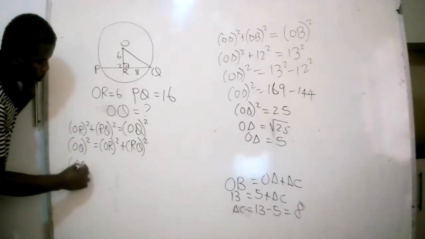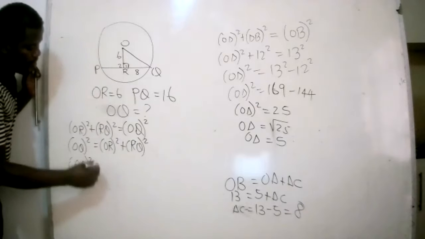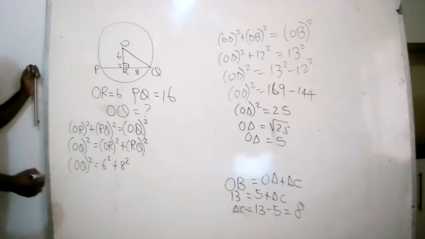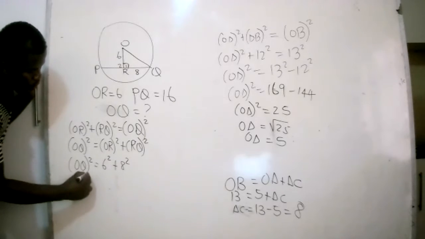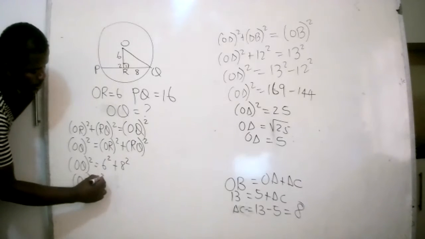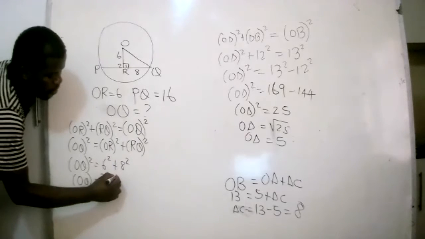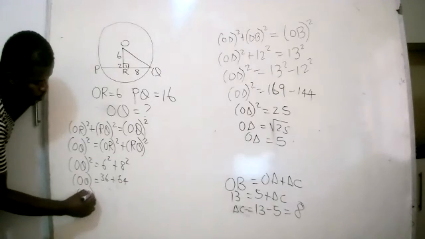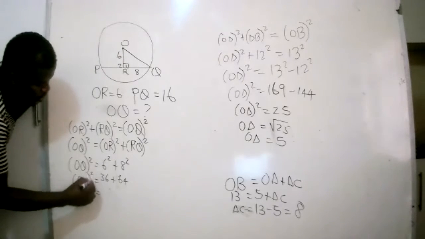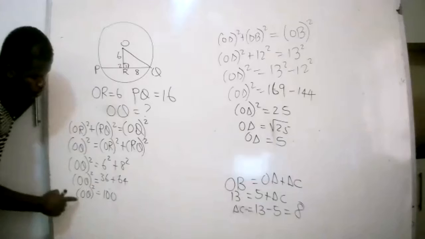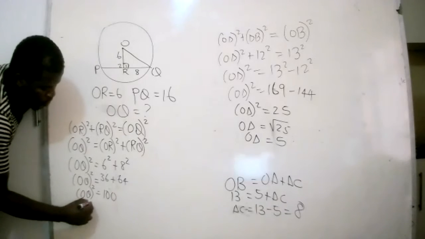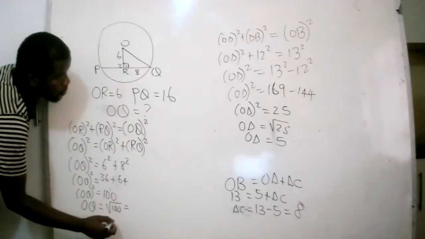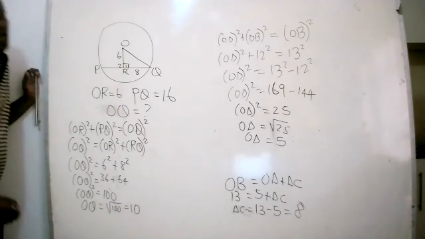So we're going to have OQ squared, which is equal to OR, given as 6 units there, and then QR, we got it as 8. So it's 8 squared. So therefore, we're going to have OQ squared equal to 6 squared, which is 36, and then 8 squared is 64. What do you get when we add these two? 100. We still have a square then. To make OQ the subject of the formula, we have to root both sides. So we're going to have the root of 100, which is 10. And that's it.